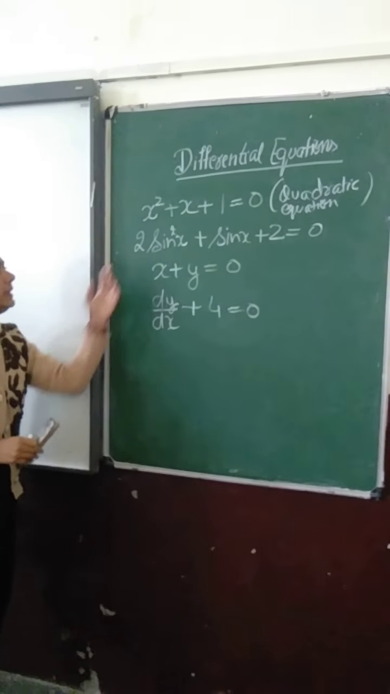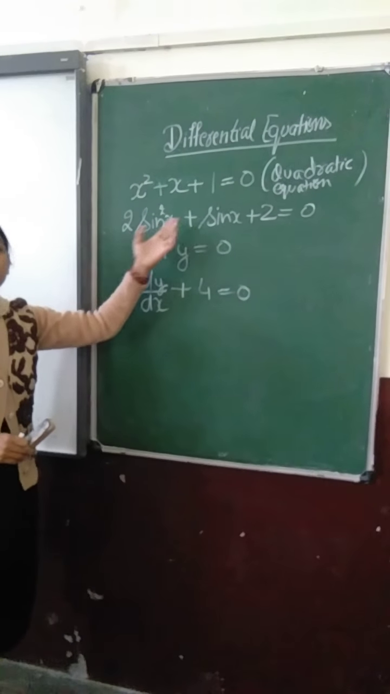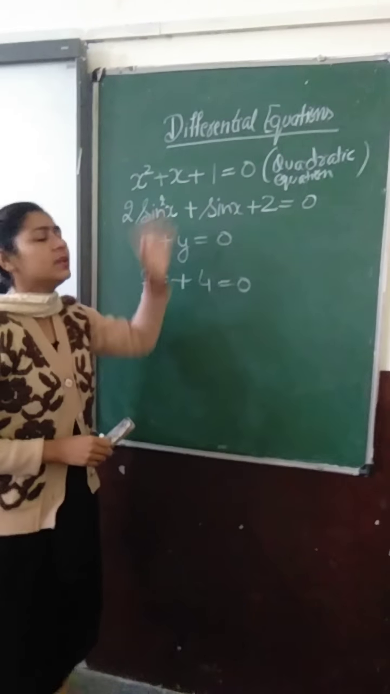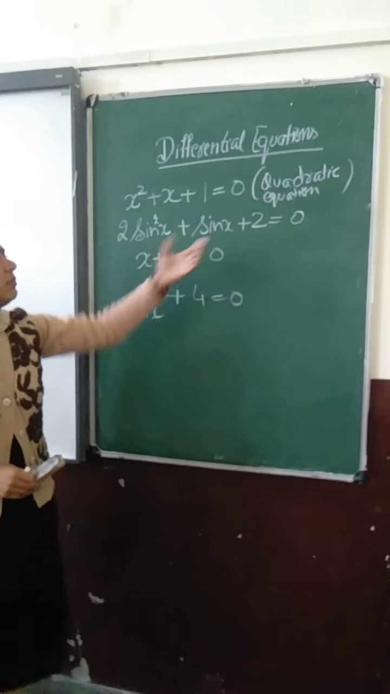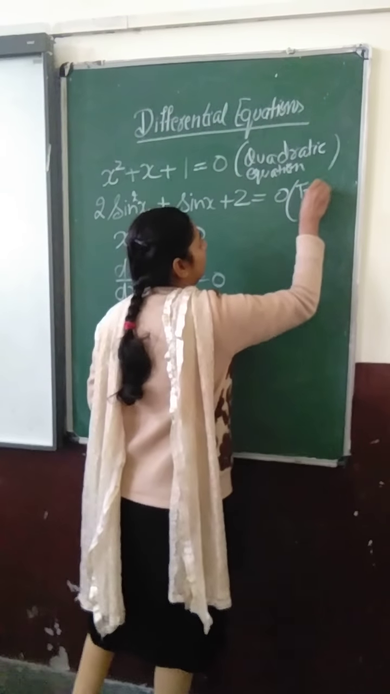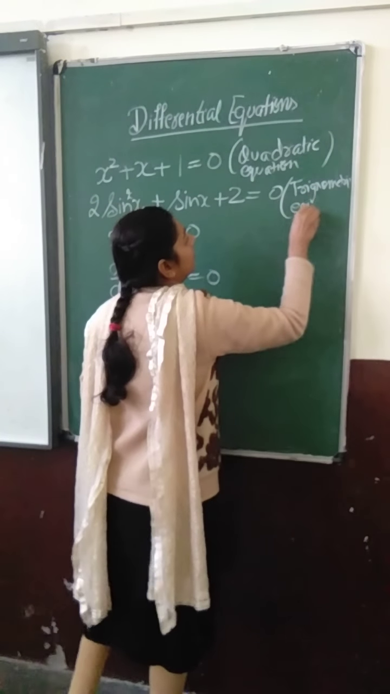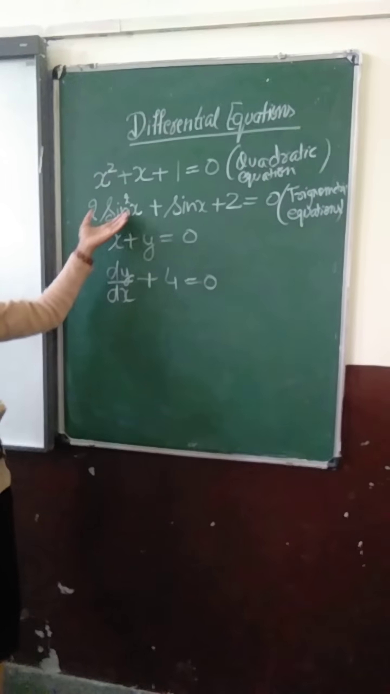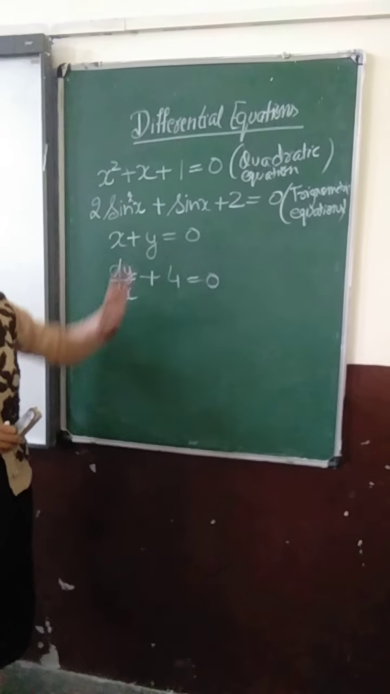Okay, so next, see, in this type of equation there are some trigonometric functions used, like sin x. Okay, or there may be cos x, tan x, other trigonometric functions may be there. So this type of equations are known as trigonometric equations. Okay, this you have already learned in your 11th class, means in chapter 3rd.